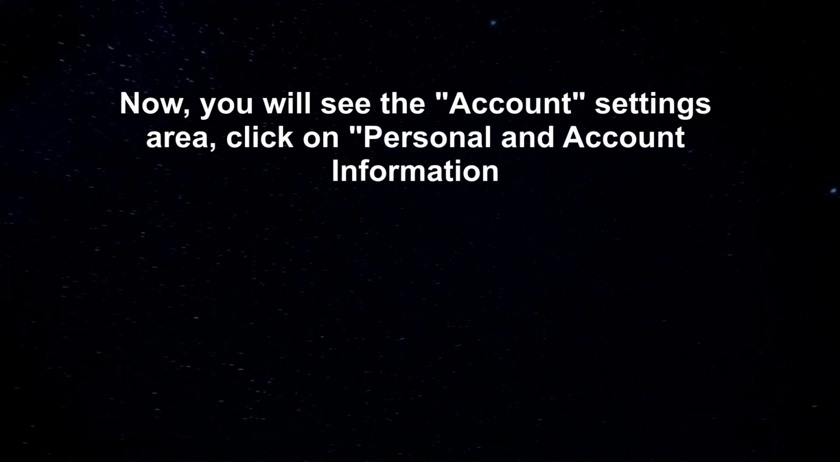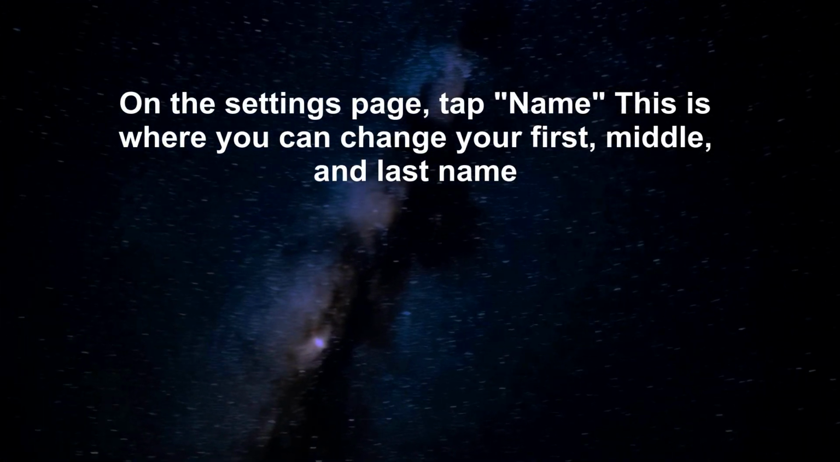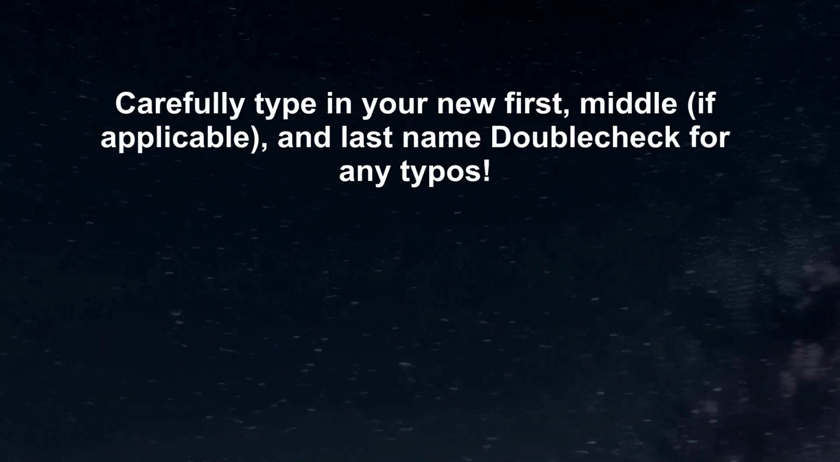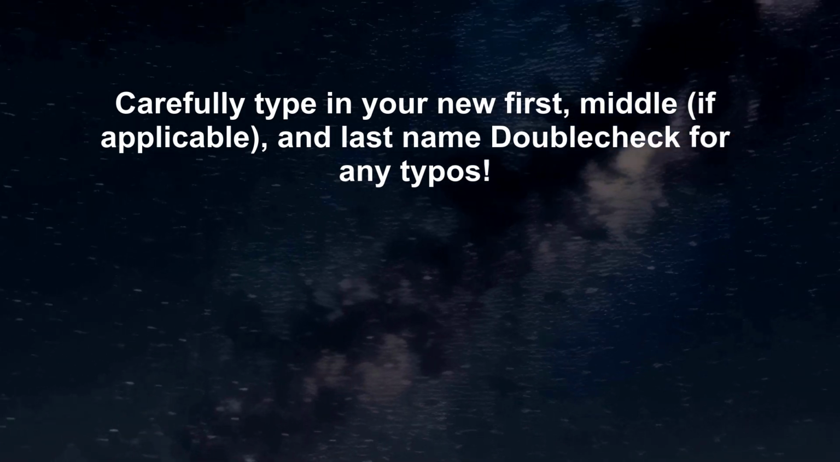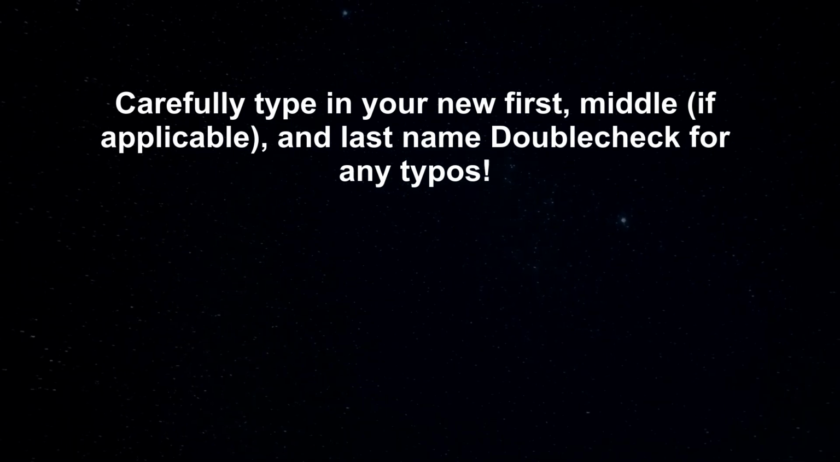Click on Personal and Account Information. On the Settings page, tap Name. This is where you can change your first, middle, and last name. Carefully type in your new first, middle if applicable, and last name. Double check for any typos.